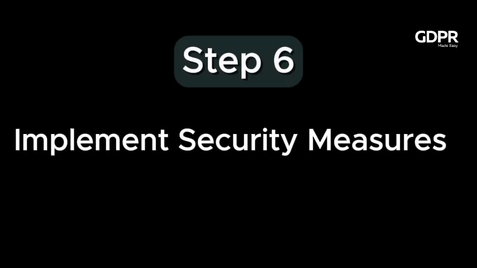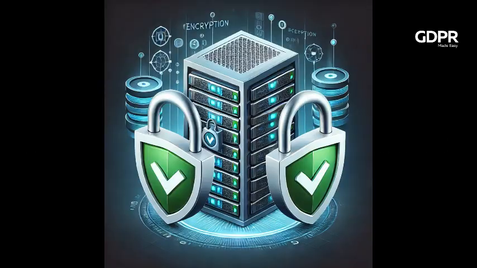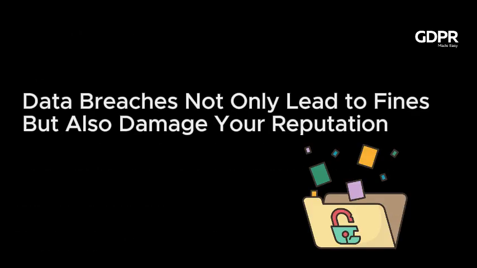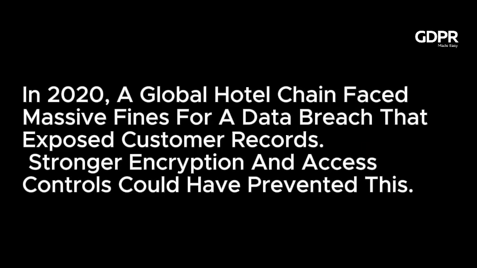Implement security measures. GDPR requires businesses to secure personal data against breaches and unauthorized access. Some best practices include encrypting sensitive data, using multi-factor authentication, regularly auditing your system for vulnerabilities, and restricting access to data. Data breaches not only lead to fines but also damage your reputation. In 2020, a global hotel faced massive fines for data breaches that exposed customer records. Stronger encryption and access control could have prevented this.